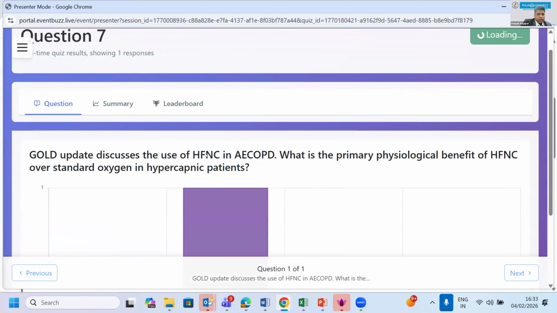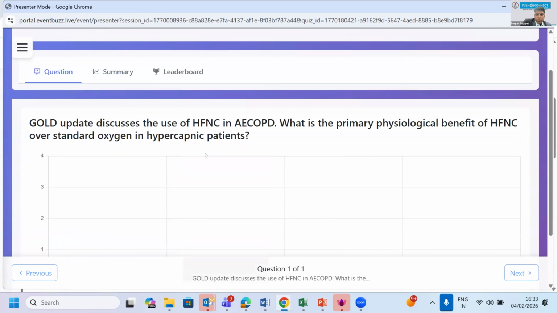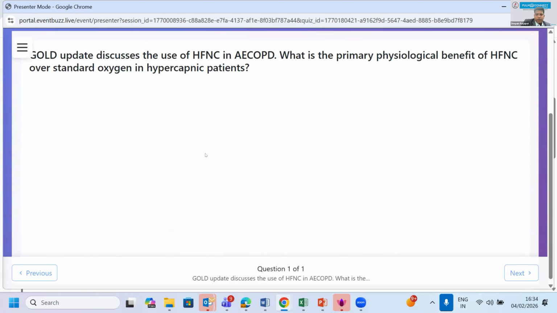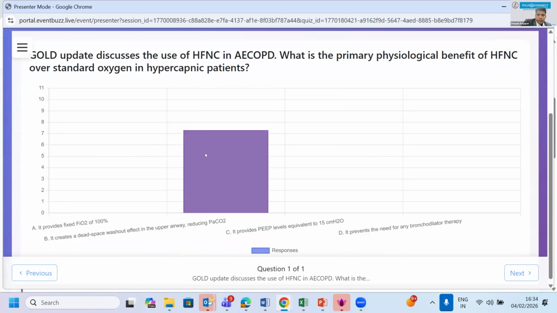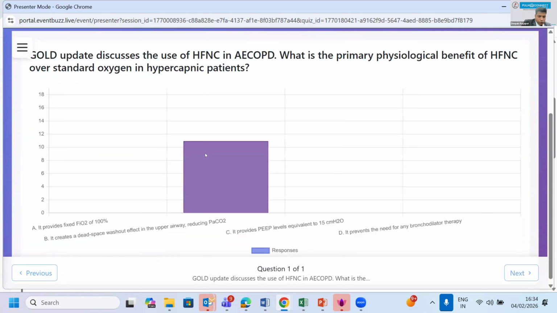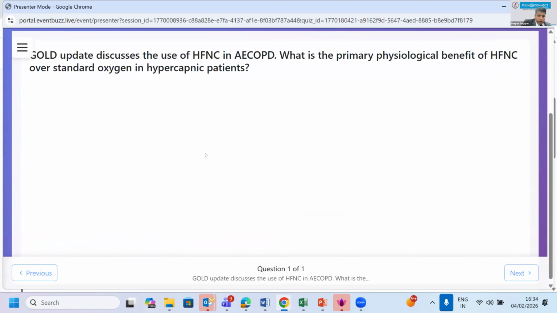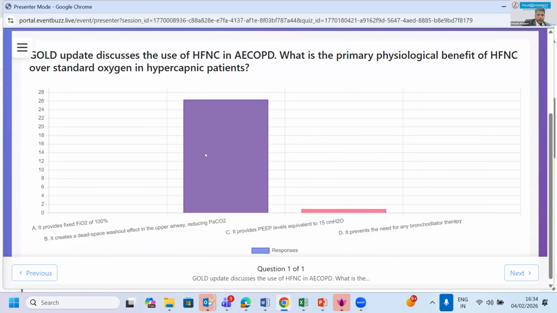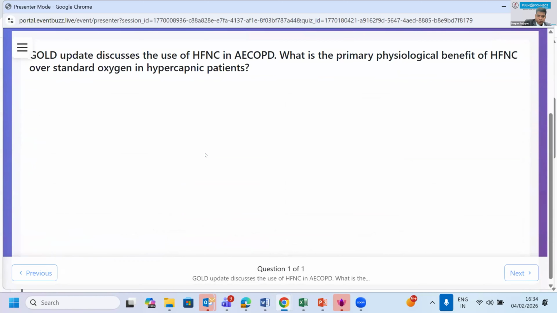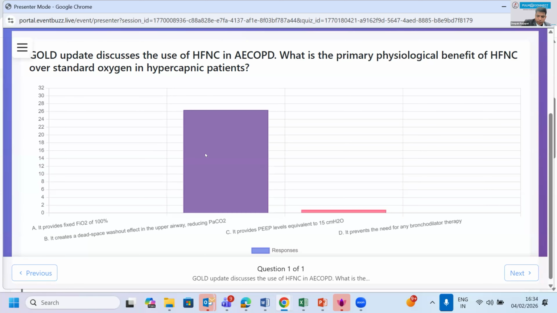The seventh question is, the GOLD update discusses the use of HFNC, high flow nasal cannula, in acute exacerbation of COPD. What is the primary physiological benefit of HFNC over standard oxygen in hypercapnic patients? The options are, it provides a fixed FiO2 of 100%; it creates a dead space washout effect in the upper airway, reducing the PCO2; it provides a PEEP level equivalent to 15 centimeters of water; and it prevents the need for any bronchodilator therapy.